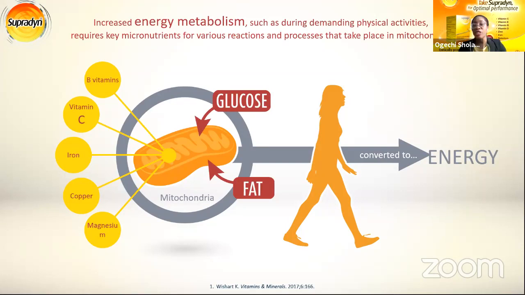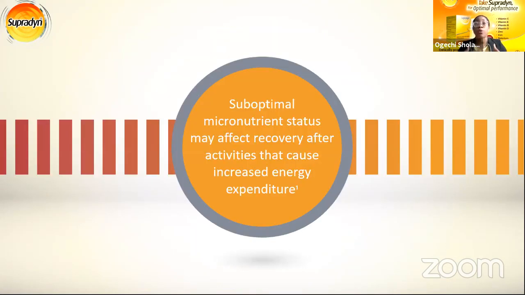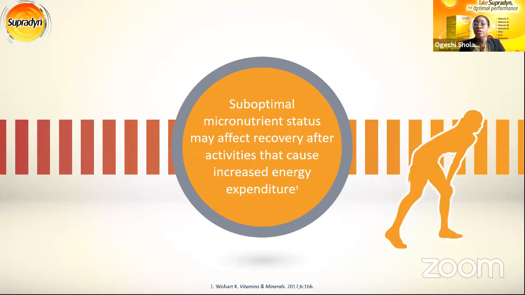Now, the energy that is required comes from food and has to be broken down in the mitochondria. Micronutrients play a huge role in this process. So you can see from this slide, B vitamins, vitamin C, iron, copper, magnesium, they all act as catalysts in that cellular respiration process to optimize the conversion of food to energy, which patients need. What do they do with this energy? They use it for their normal functions, the functioning of the different organs and systems. Suboptimal micronutrient status may therefore affect recovery after activities that cause increased energy expenditure, because your organs are using the ATP up when they are involved.